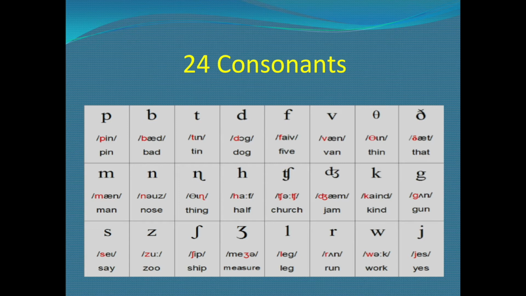This is the table. P as in pin, B as in bat, T as in tin, D as in dog, F as in five, V as in van, Th as in thin, the as in that, M as in man, N as in nose, H as in half, church, germ, king, G as in gun, S as in say, ship, measure, L as in leg, R as in run, walk, water. So these are all consonant sounds.